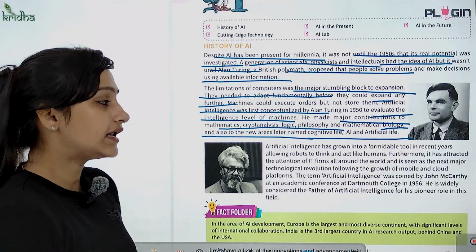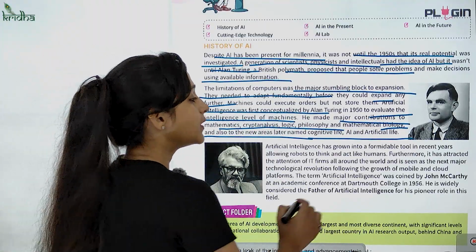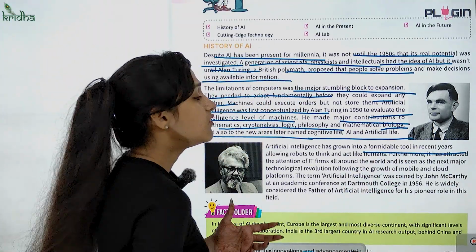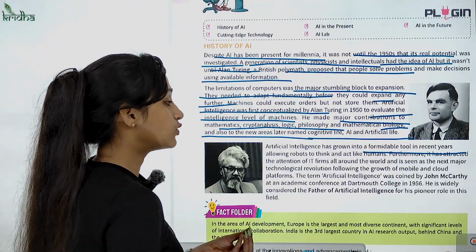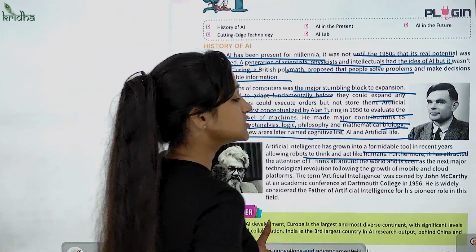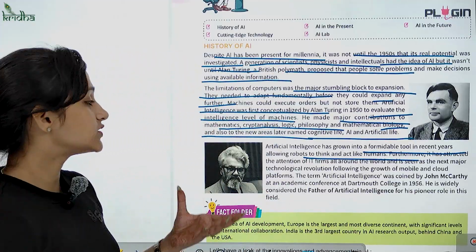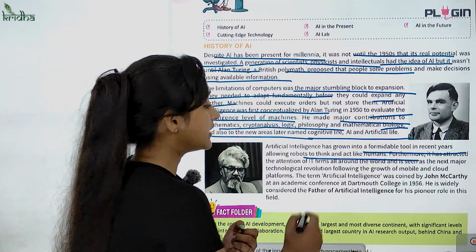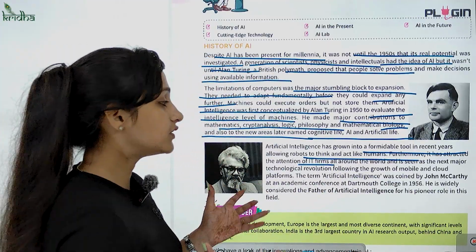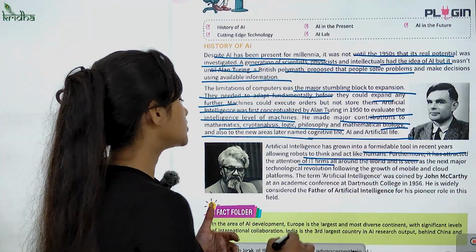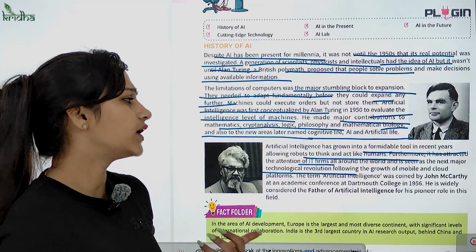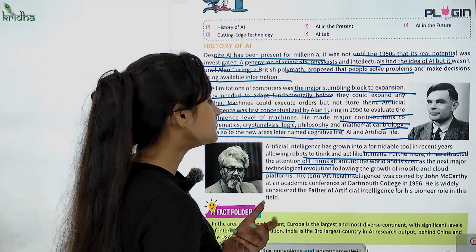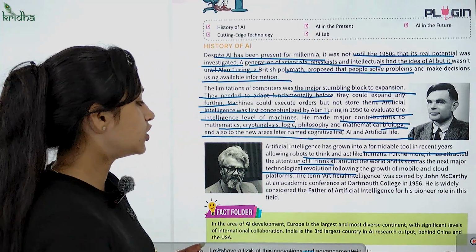Now, artificial intelligence has grown into a formidable tool in recent years, allowing robots to think and act like humans. Furthermore, it has attracted the attention of IT firms all around the world and is seen as the next major technological revolution, following the growth of mobile and cloud platforms.